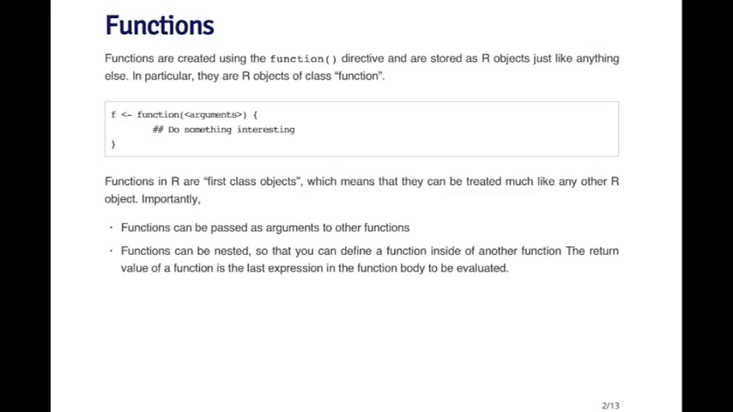One nice thing about R is that functions are considered what are called first-class objects. So you can treat a function just like you can treat pretty much any other R object. Importantly, this means that you can pass functions as arguments to other functions. This is actually a very useful feature in statistics. Also, functions can be nested, so you can define a function inside of another function. We'll see what the implications of this are when we talk about lexical scoping. The return value of a function is simply the very last R expression in the function body to be evaluated. There's no special expression for returning something from a function, although there is a function called return, which we'll talk about in a second.